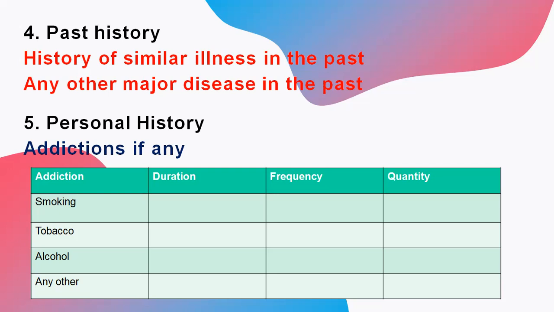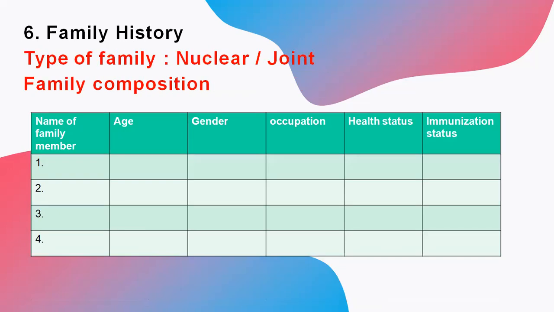If there are addictions, write down the name of the addiction, and describe the duration, frequency, and quantity of that addiction, because these are the risk factors for most non-communicable diseases, and the patient is likely to develop disease because of the exposure in future life. So you need to advise or educate the patient about the addictions.